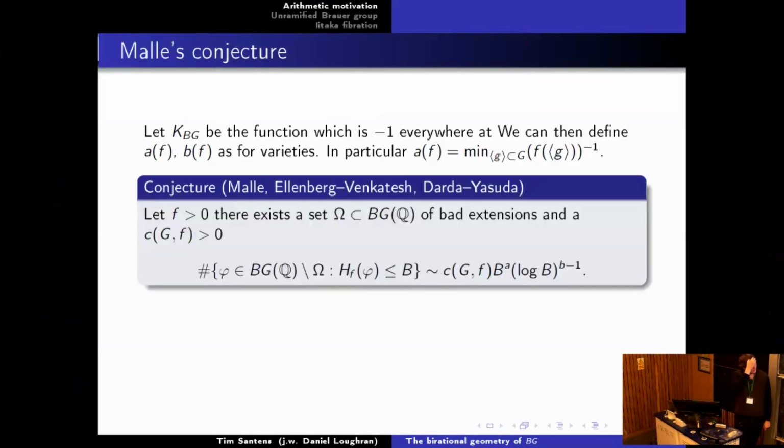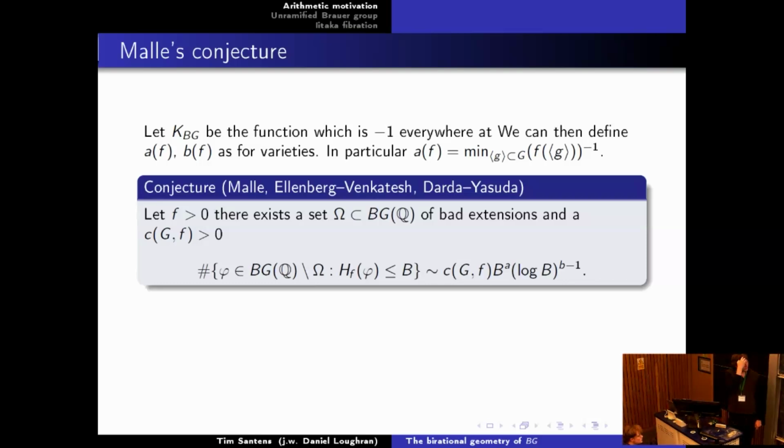So then there's the following conjecture. The original version, which was without counting G-extensions by discriminant, is due to Malle. Let me then say what the conjecture is. It says if you have some positive function, then there exists a set of bad extensions and a positive constant such that, with these choices of a and b, if you count the extensions which are not bad and such that the height is bounded by B, then asymptotically as B goes to infinity, you get the exact same expressions as in the number field, as in the variety case.